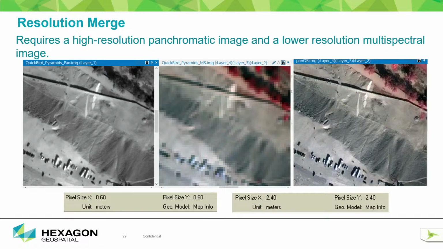So now we have two types of data, one is the panchromatic and another is the multispectral.